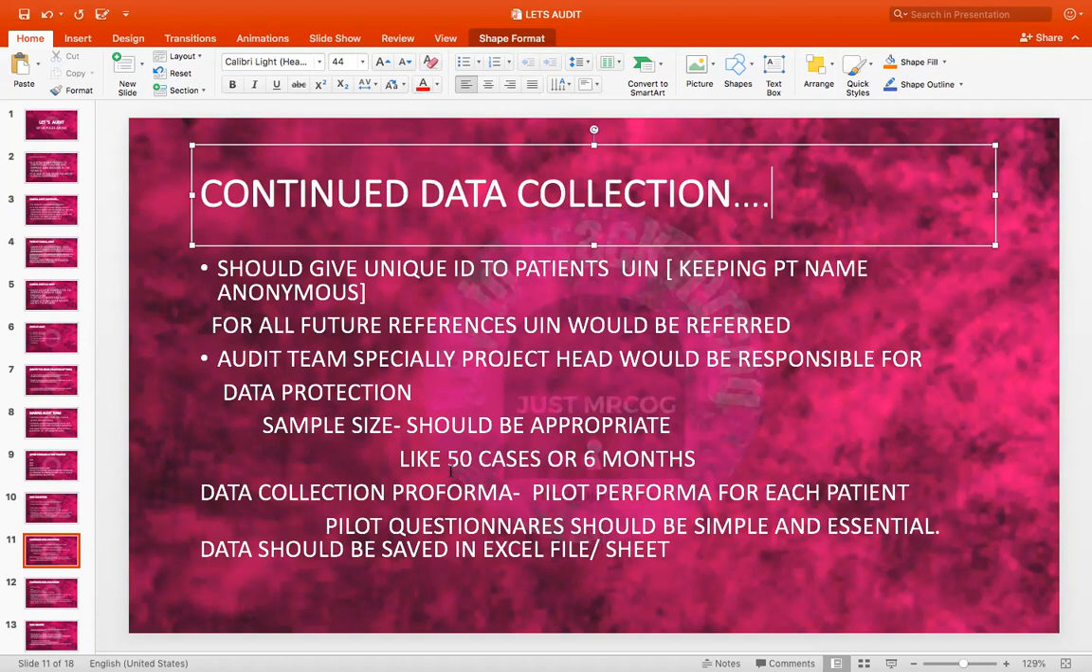Sample size, another buzzword. Should be appropriate, like 50 cases, 6 months. These two lines are buzzwords. Data collection performer, another buzzword. Pilot performer, another buzzword. Pilot questionnaires, another buzzword. But the pilot questionnaire should be simple and essential.